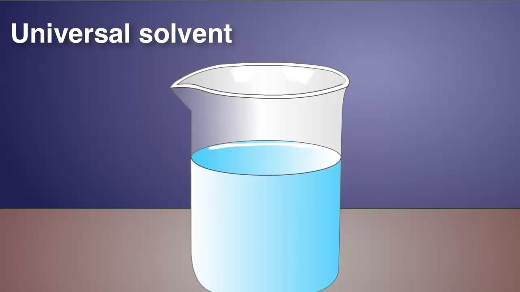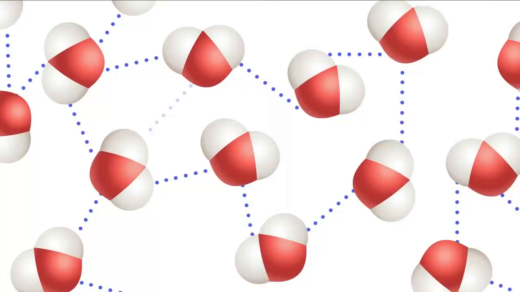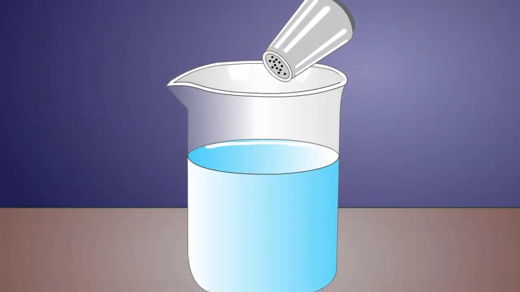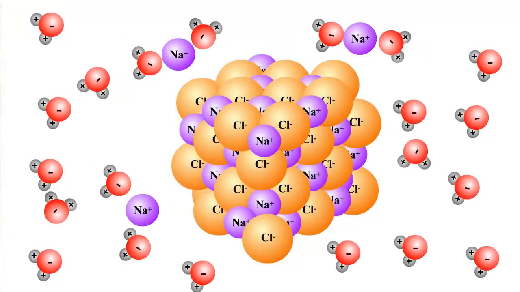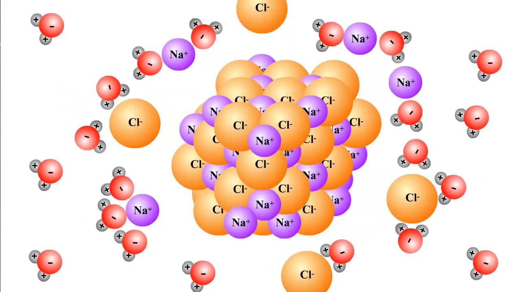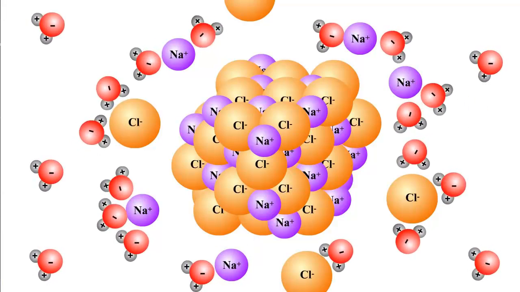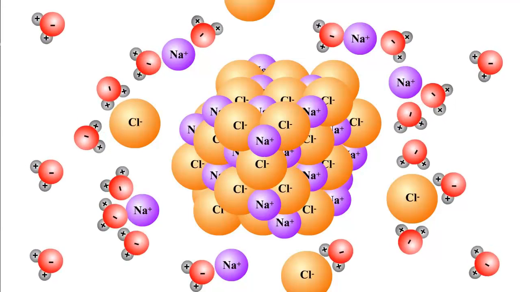Water is often called the universal solvent, which means that many substances dissolve in it. Water's solvency has to do with the polarity and hydrogen bonding ability of water molecules. When a salt, such as sodium chloride, is placed in water, the negative ends of the water molecules are attracted to the positively charged sodium ions, and the positive ends of the water molecules are attracted to the negatively charged chloride ions. This attraction causes the sodium and chloride ions to break up or dissociate in water.